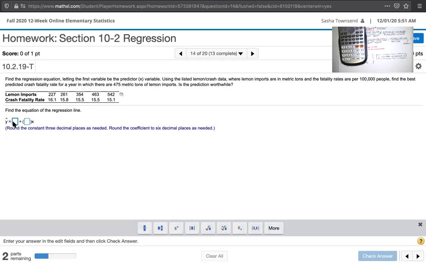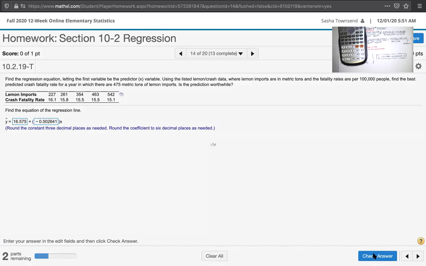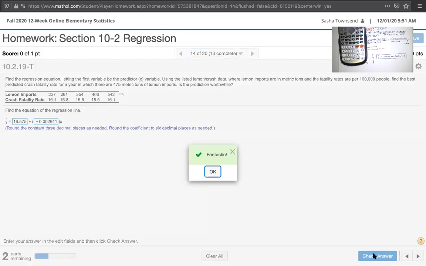Okay, so my constant term, or my y-intercept, is 16.575, and the coefficient of x is negative 0.002641. Great, it likes that answer.